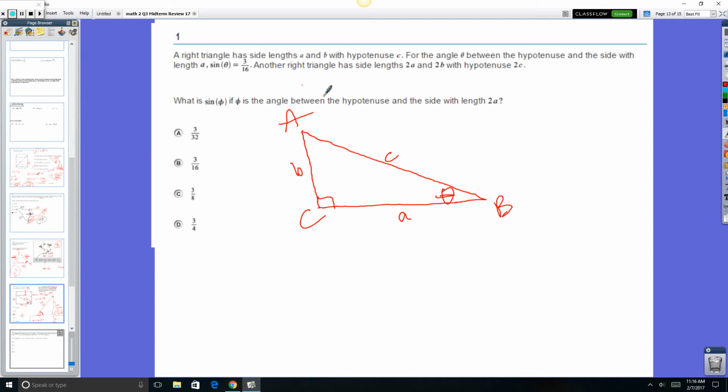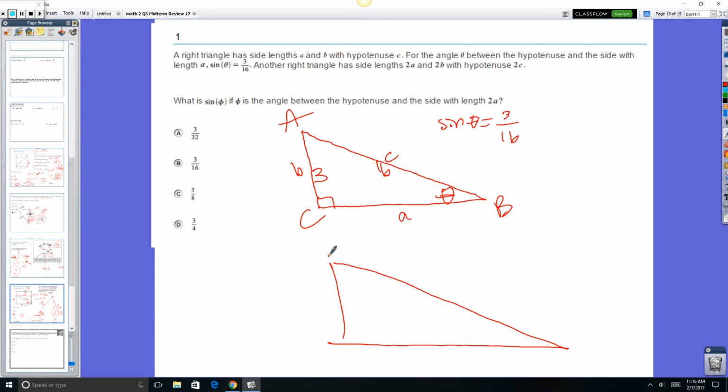The sine of theta is 3/16. So this piece is 3 because it's opposite, and this piece is 16. Another right triangle has side lengths 2A, 2B, and 2C. So they took that original triangle and just doubled it. This is going to double to give you a 6, this is going to double to give you a 32, and this is going to double to give you a 2A, whatever A is.